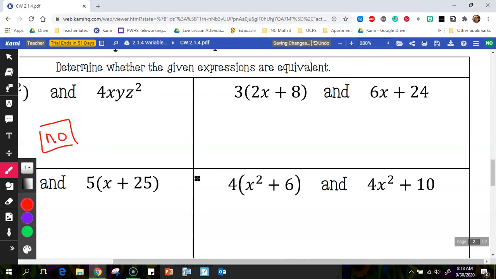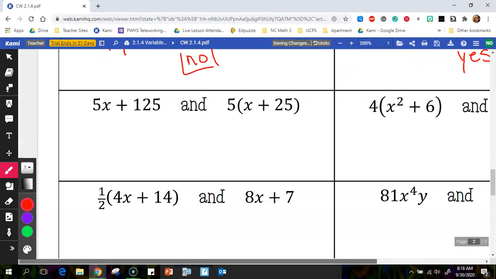Let's go over to this one. So this expression, if we distribute that 3 in, we get 6x plus 24, and that is equivalent to 6x plus 24, so that would be a yes. Let's go over here. 5x plus 125. If I distribute the 5 in over here, I get 5x plus 125. This one's a yes.